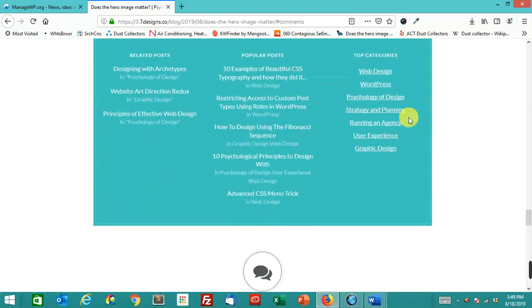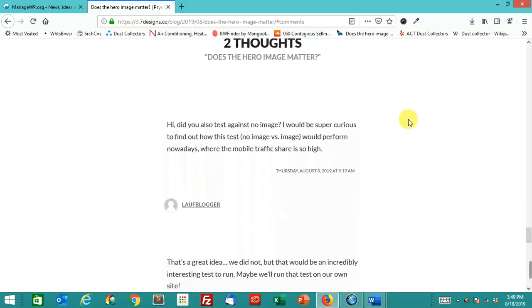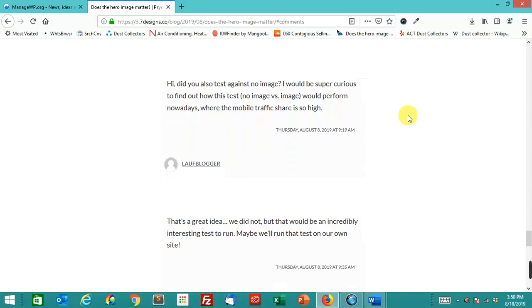So there's a couple of comments here I wanted to look at too. One person said, "Did you also test against no image? I would be curious to find out how this test, no image versus image, would perform nowadays where mobile traffic share is so high." And I think what they're saying is you'd save a little bit of speed or bandwidth by not loading that image. That would be one asset that you would not load. And granted, images are usually the heaviest part of the page.